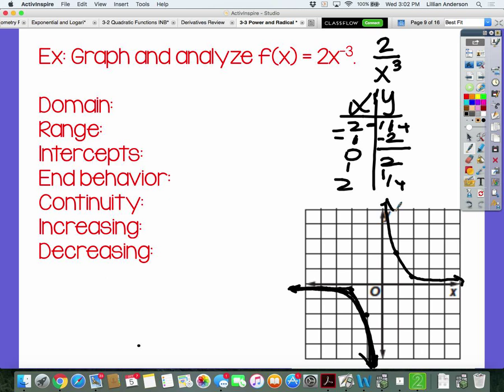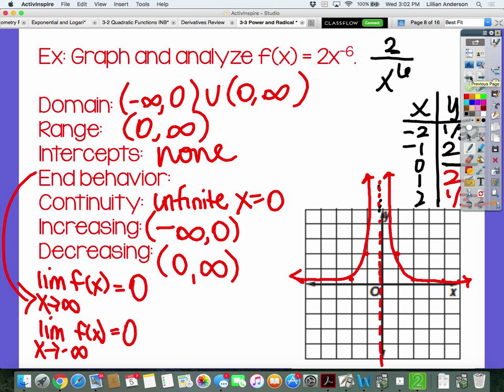Because our parent function, 1 over x, has what type of exponent? Positive or negative? Even or odd? It's odd. So all your odd exponents that are in the denominator are going to look just like your parent function. But your even ones, when they're in the denominator, are going to look like this.